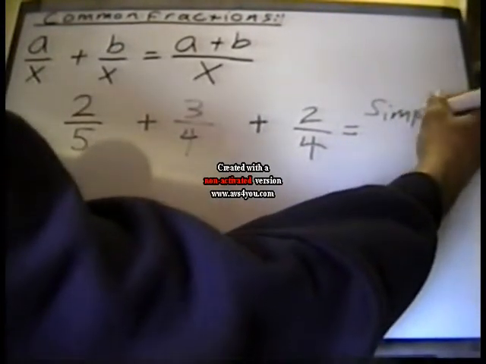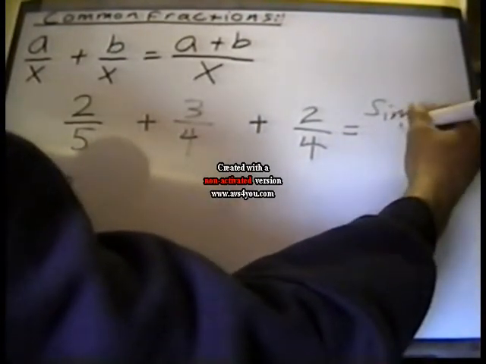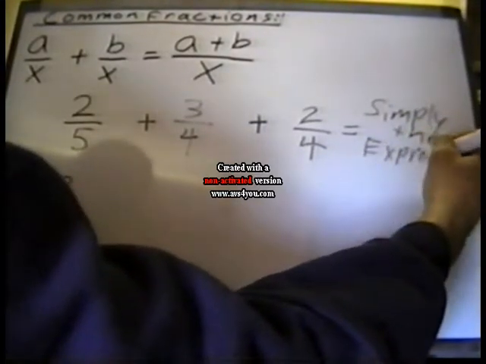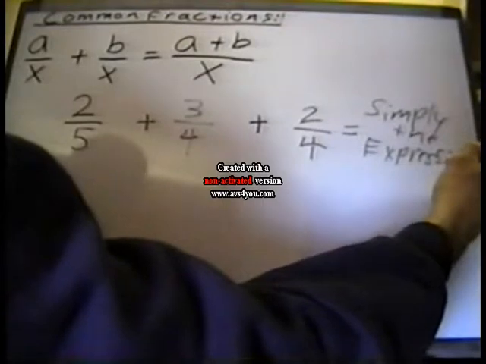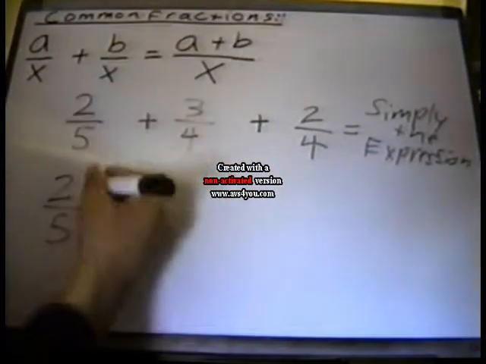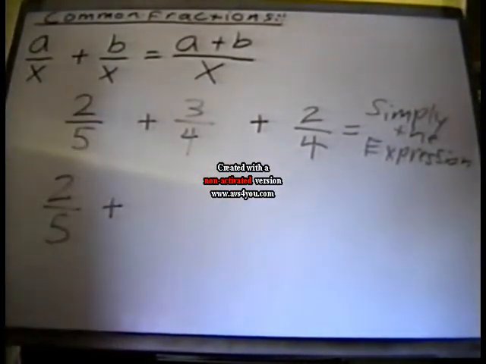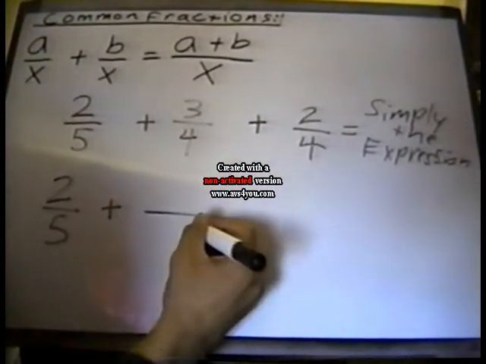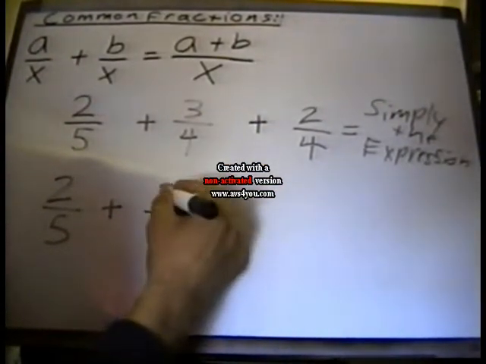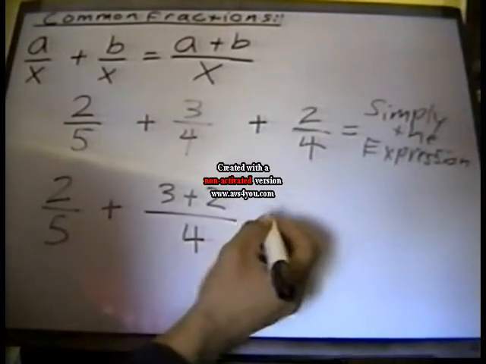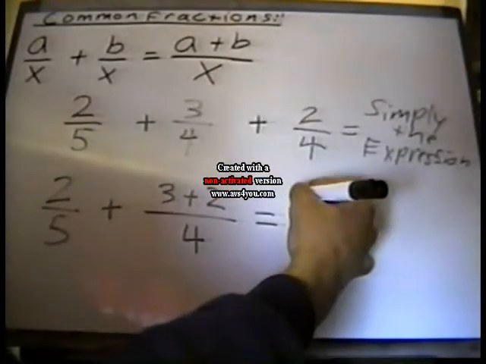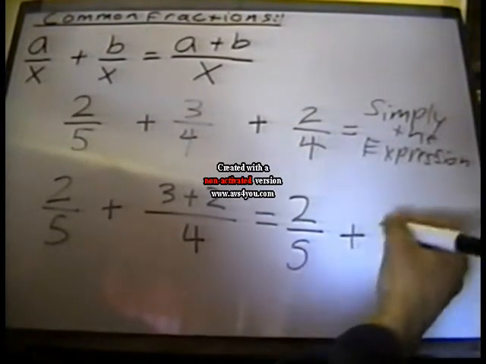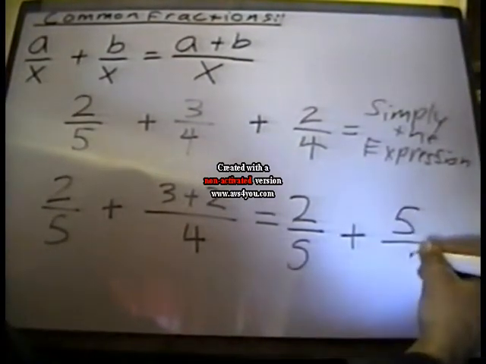Simplify the entire expression. We're not solving it yet, but we're simplifying it, meaning this part also becomes simplified into 3 plus 2. That's going to give us 2/5 plus 5/4.